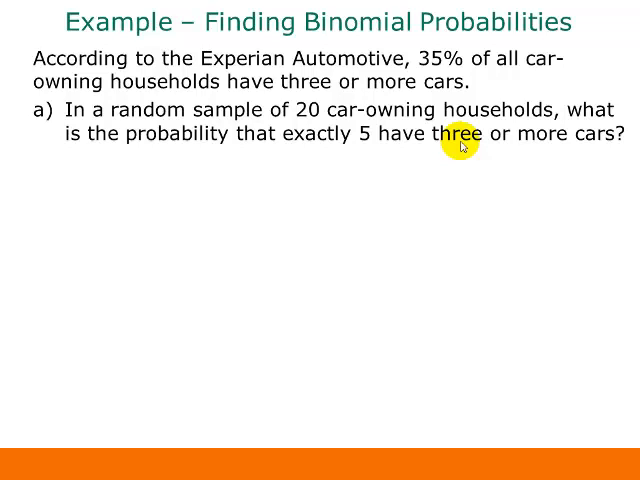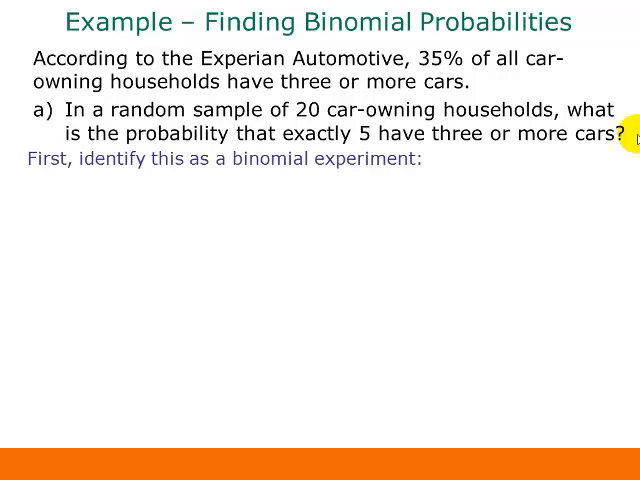Here's some examples. According to the Experian Automotive, 35% of all car-owning households have 3 or more cars. So the first question is, in a random sample of 20 car-owning households, what is the probability that exactly 5 have 3 or more cars?